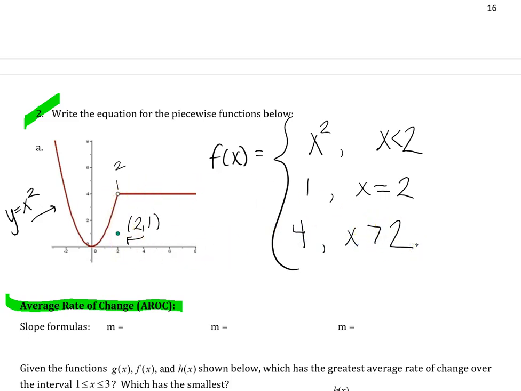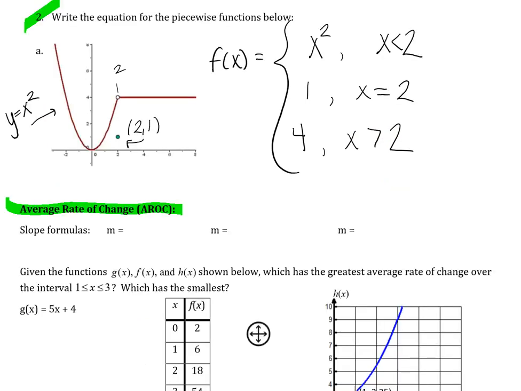Now, something I didn't talk a lot about, notice how there was an open circle here for that parabola as well as the horizontal line. That's why I said less than 2 as opposed to less than or equal to 2. That would not be correct, because that would mean, whoops, that would mean a closed circle and it's opened.